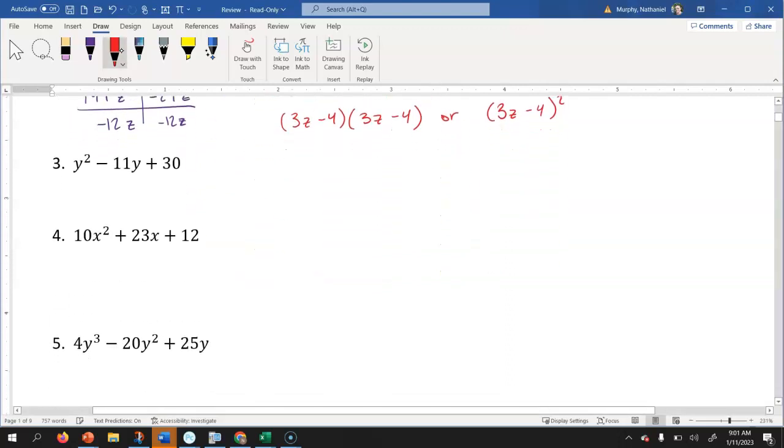All right, let's look at number 3. Number 3, this is one of those that are a little bit easier. We can just look to see what two numbers multiply together to be 30 that add together to be a negative 11, and that's negative 5 and negative 6.